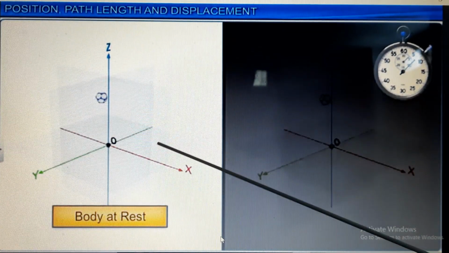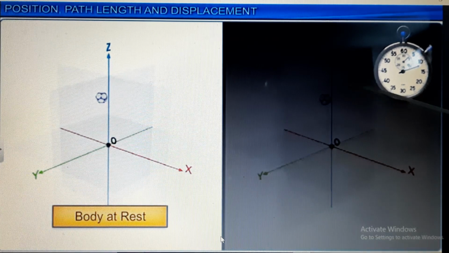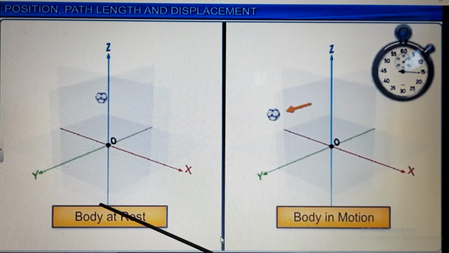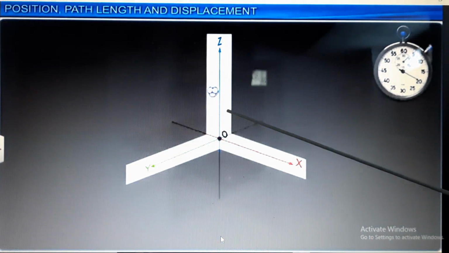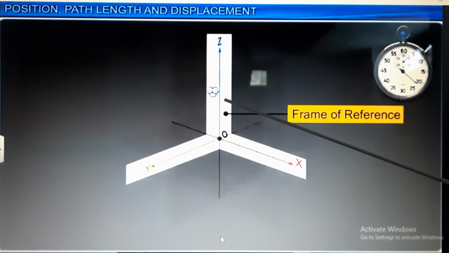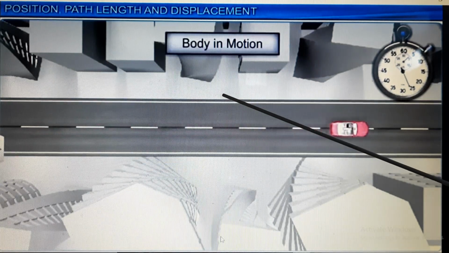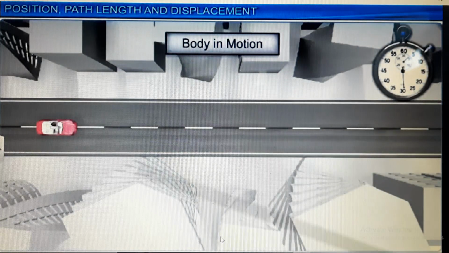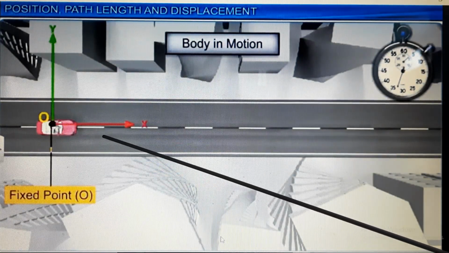Here the body is at rest. Why? Because with respect to time its position is not changed, so the body is at rest. But if the position of an object is changed with respect to O, then it is in motion. Here suppose one car, with respect to time its position is changed, means this body is in motion.